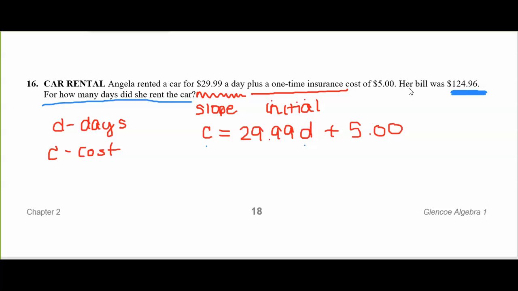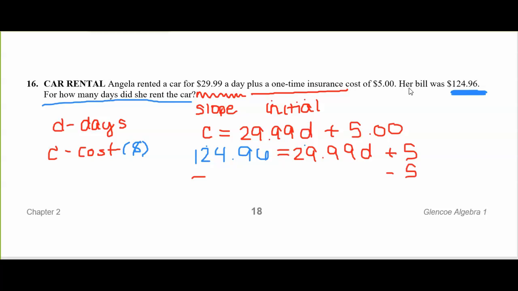And I know you guys can't answer me because you're on mute, but it's our cost, right? If you think about cost, cost is money. So it's 124.96 equals 29.99D plus 5. So we're going to subtract the $5 from both sides.